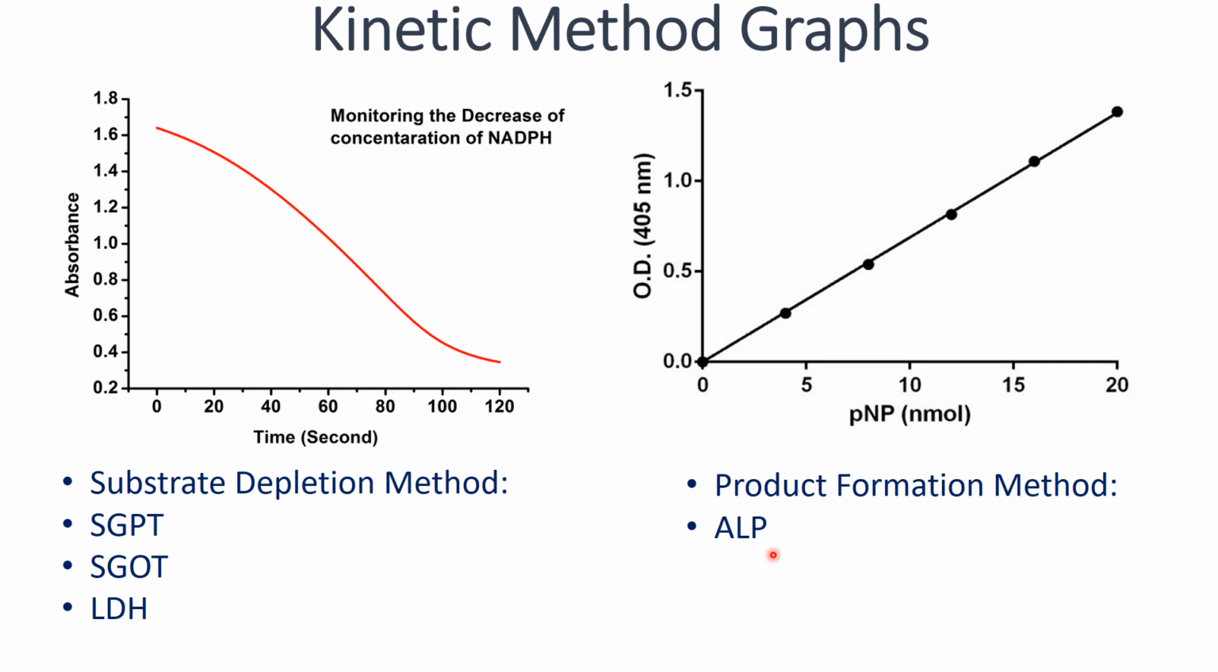Whereas in alkaline phosphatase, we are measuring the product formation. So the graph will always be proportionate. That is, it will be a straight line. And here the substrate depletion is being observed, whereas here product formation is being observed. So this is the difference between the two methods.